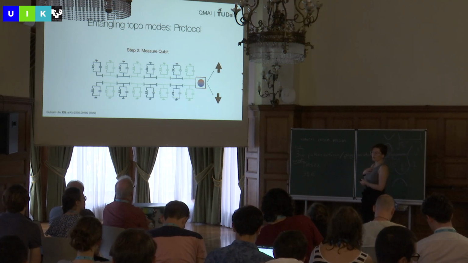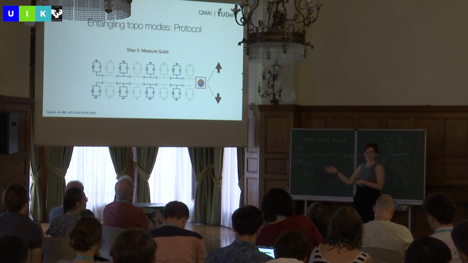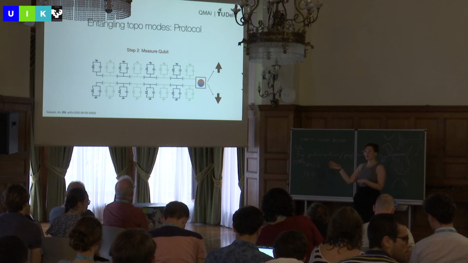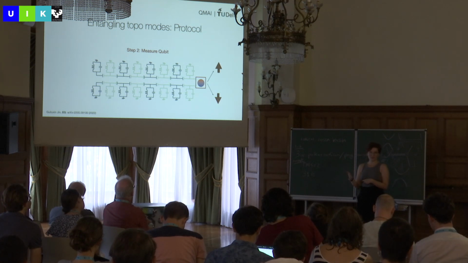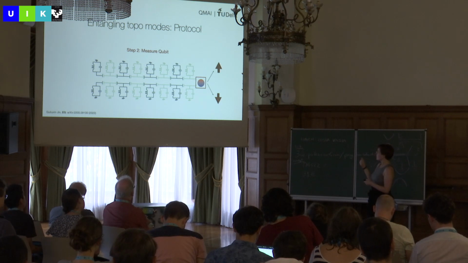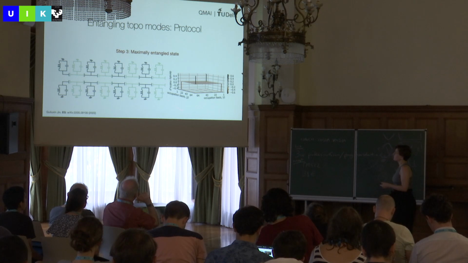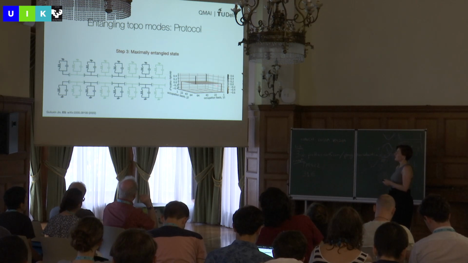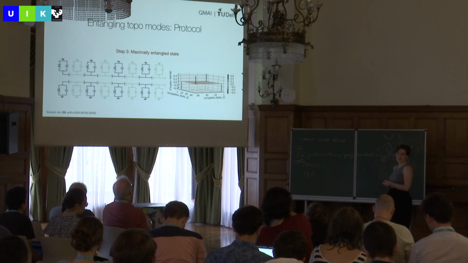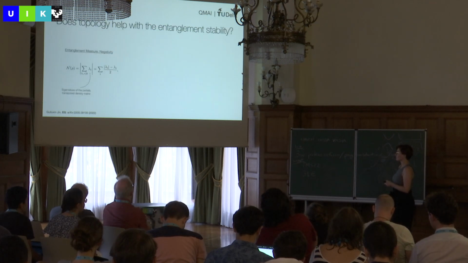And as you know from your quantum mechanics, if you have a specific multipartite state and you measure some of it, you can project into the state that is entangled. So when you measure the qubit, you get a spin up or down. And then the remaining state of your system will be in a maximally entangled state of the two topological modes.